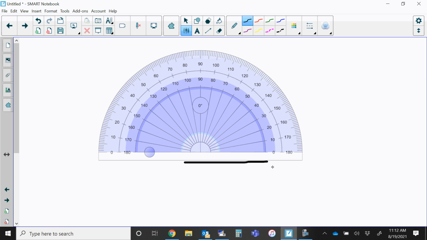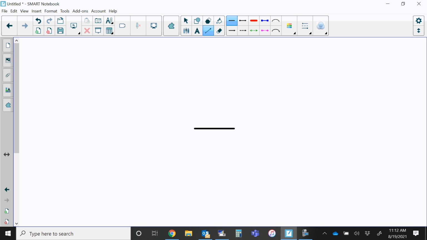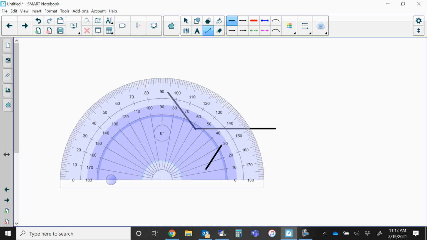What I want you to do is just draw some random angle. Please do not draw a 90-degree angle. Draw an angle. And when you go to use your protractor, when you draw this angle, I'm going to teach you how to measure it.